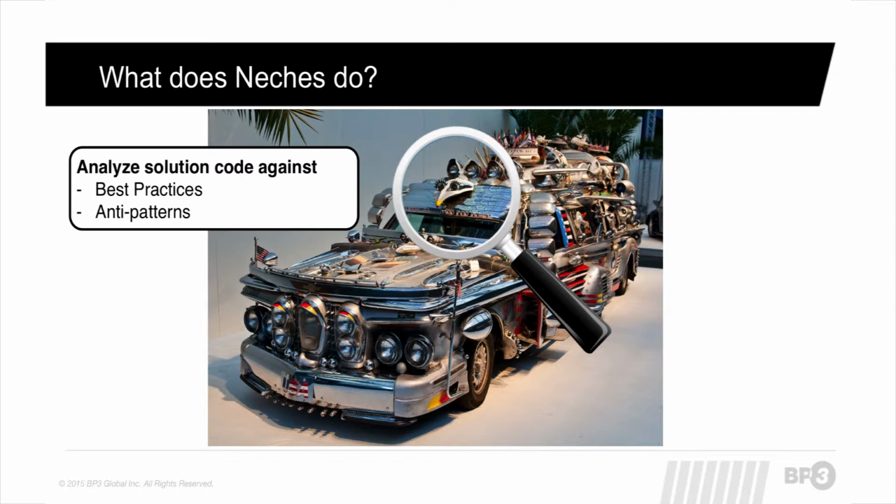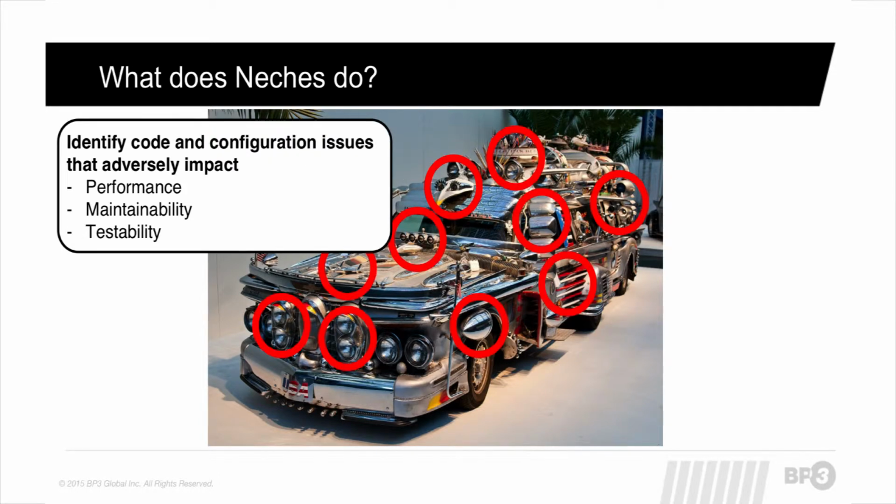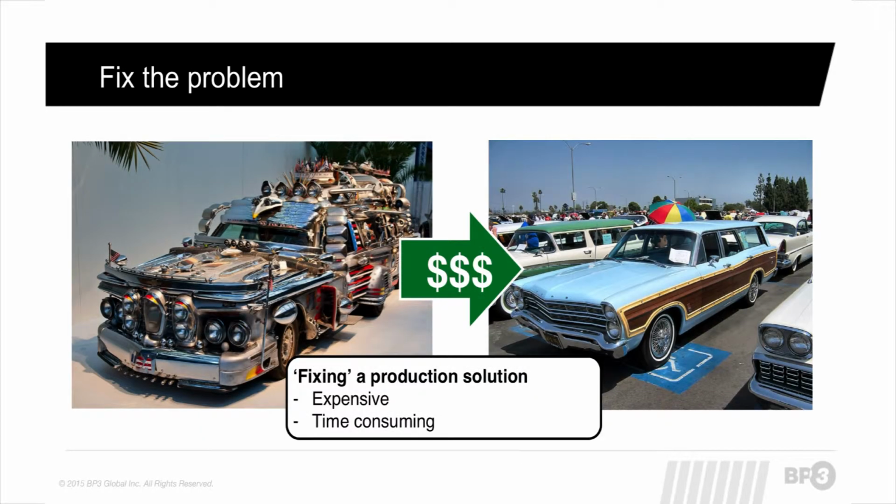So how does Neches help here? By programmatically examining the BPM solution code against the set of best practices and anti-patterns curated by BP3 consultants that have been building similar applications for over a decade. This allows us to find specific code bits or configurations that adversely impact the solution performance, make it difficult to use, and a challenge to test due to inconsistent UIs, or a struggle to maintain. Simply put, we're examining the solution implementation complexity.